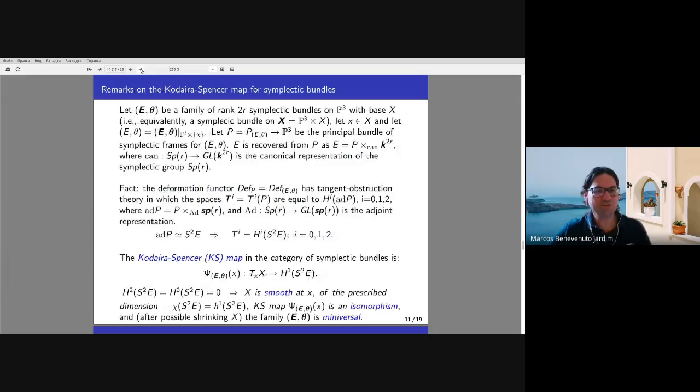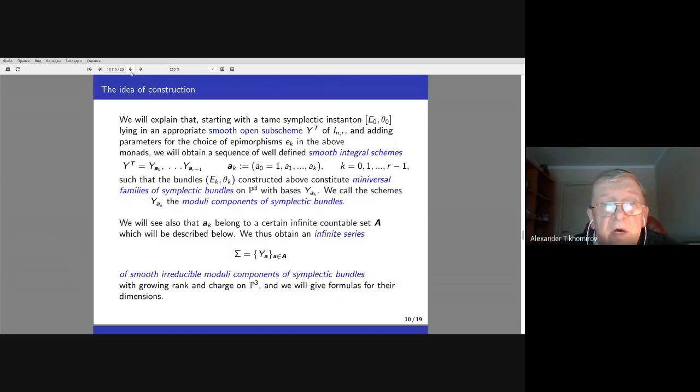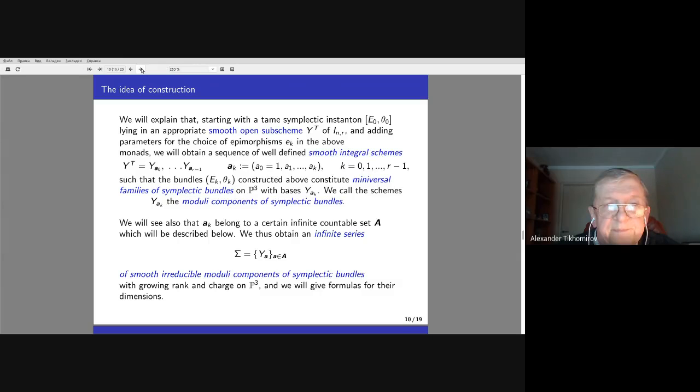Alexander, I got confused with this definition of the Y_{A_k}s. The Y_{A_k}s are obtained successively. I will show the procedure, how they are obtained. We start with Y_T, and then this is an inductive procedure obtaining the Y_{A_k}s. Okay, thank you.